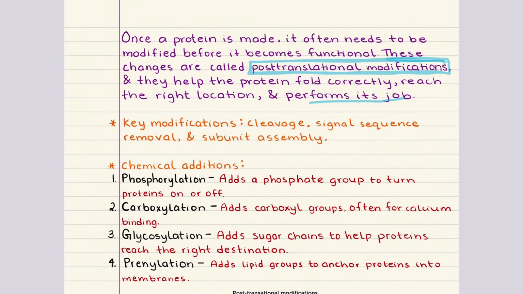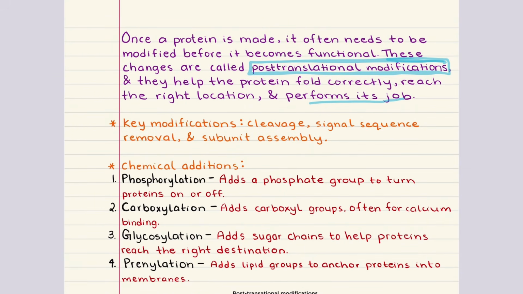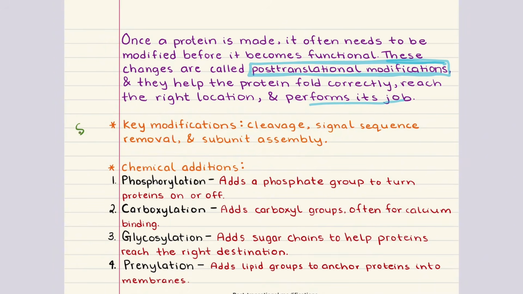Let's break this down. There are 2 broad categories of modifications you should know. The first involves structural changes to the protein itself. These include cleavage, where part of the protein is cut off, and this can activate the protein or allow it to change shape. The other type of structural change is signal sequence removal, which means trimming off a short peptide that helps direct the protein to its proper destination. Or you can also have subunit assembly, where multiple protein chains come together to form a functional complex.